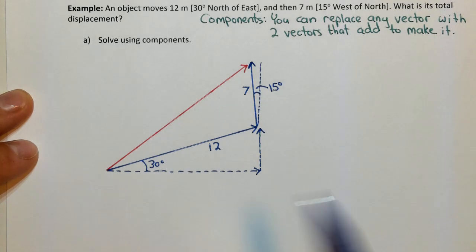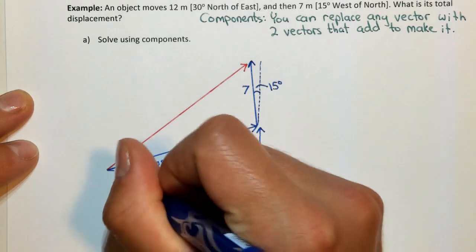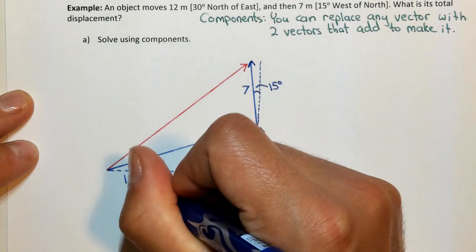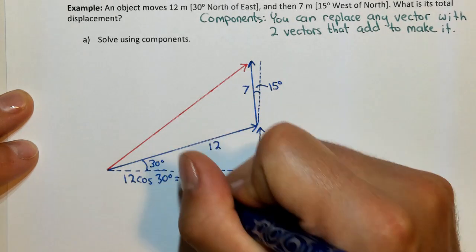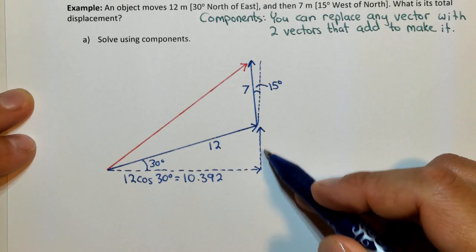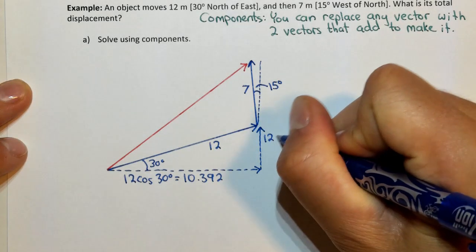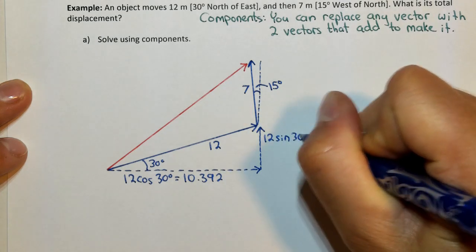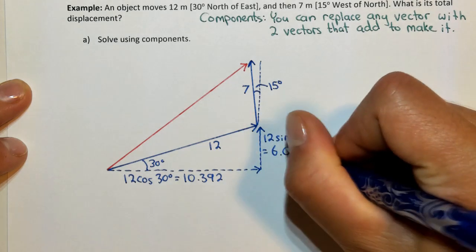So since I know this hypotenuse is 12, I know this angle is 30, a little bit of trigonometry, SOHCAHTOA, can tell me that this side is going to be 12 times the cosine of 30 degrees, which is 10.392. And I can do the same for this side. This component is going to have a magnitude of 12 sine 30, which is going to be 6 right on the button.